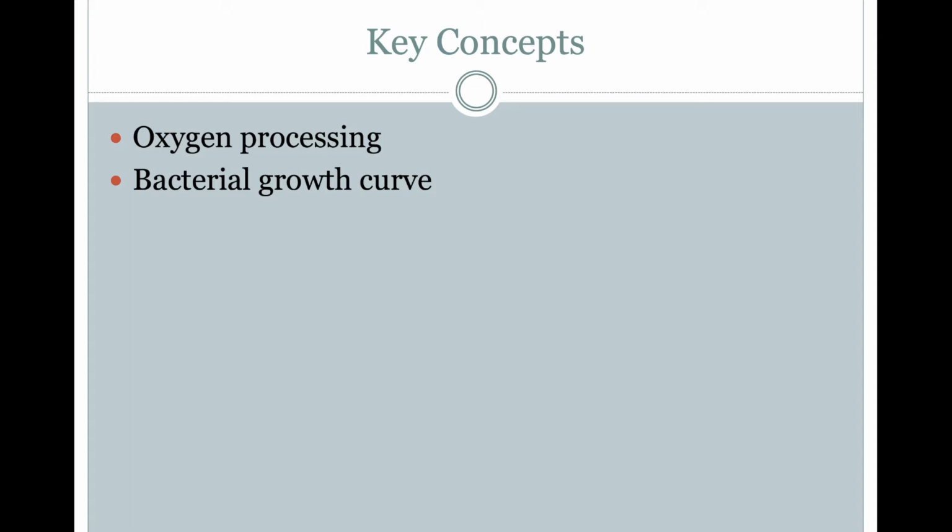The last 2 key concepts, remember we had 2 already. One was tonicity, or looking at osmotic pressure, and the second was understanding passive versus active transport. The last 2 key concepts for this chapter are understanding oxygen processing and looking at that bacterial growth curve and understanding what's happening at each stage along the way.